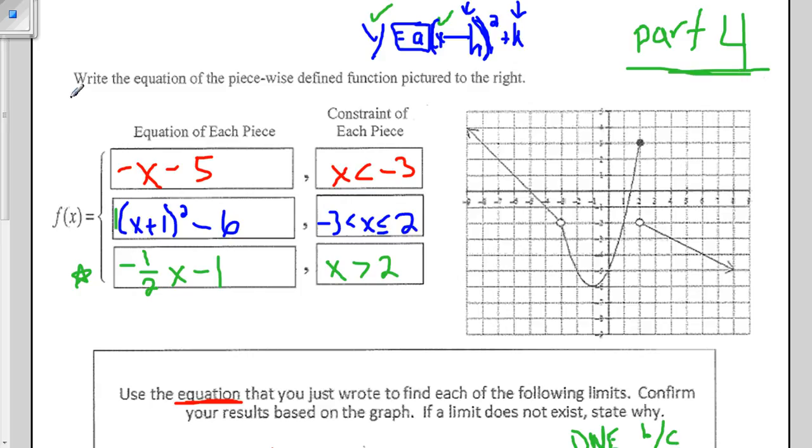Calculus, Unit 1, Day 3 notes. This is Part 4. On this first part, we're given a graph, and we have to come up with the equation of each piece of this piecewise function.